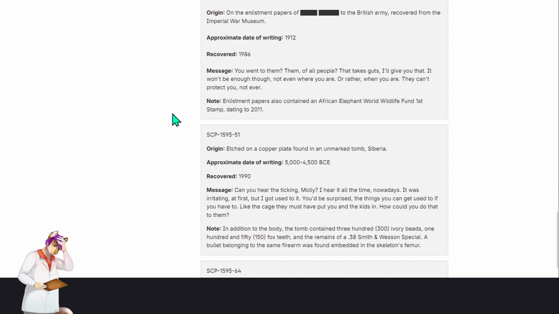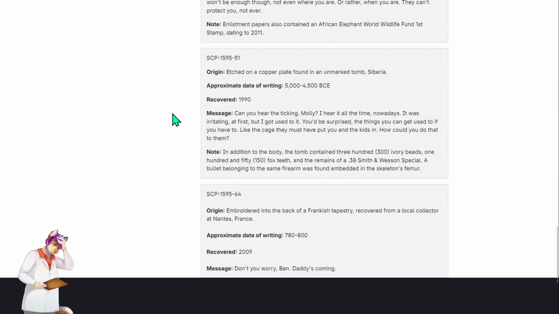Note, the enlistment papers also contain an African Elephant World Wildlife Fund first stamp dating to 2011. 51, etched on a copper plate found in an unmarked tomb in Siberia from 5000 to 4500 BCE. They found it in 1990.